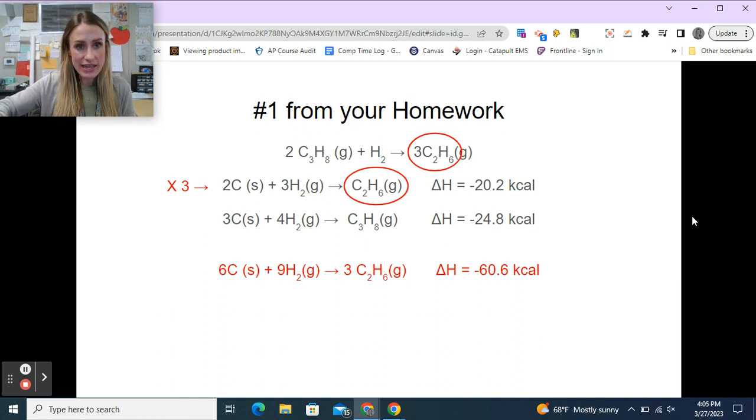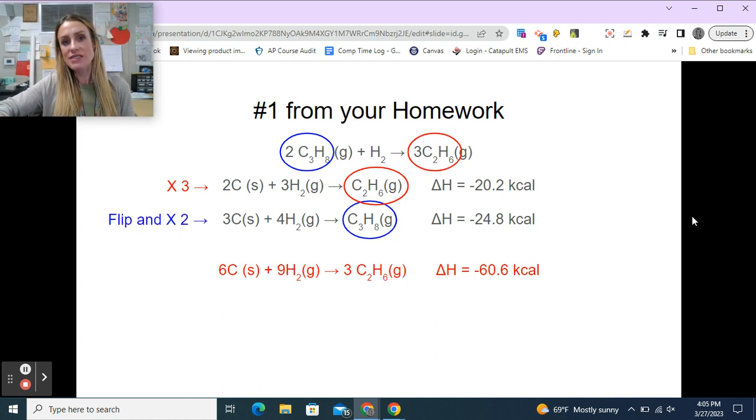And then I can see that in my overall reaction, I have 2 C3H8s, right? And that's in my products here in that second chemical equation. So I can see that not only do I need to multiply through by a number, but I also need to flip this chemical reaction because it's in my reactants in the overall chemical reaction, but it's in the products in the given chemical reaction.